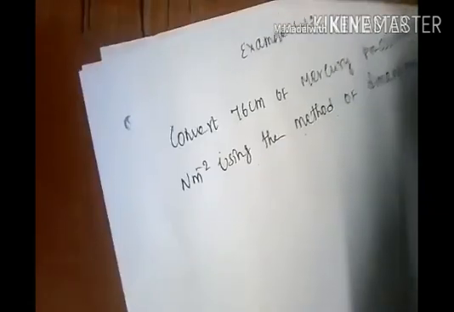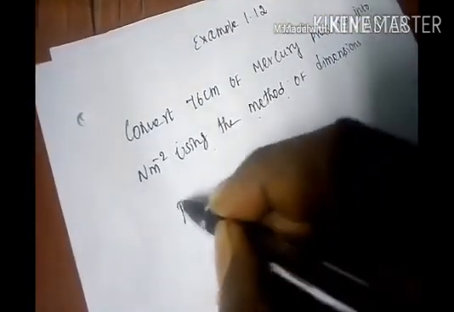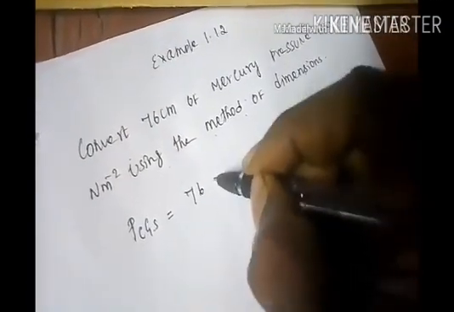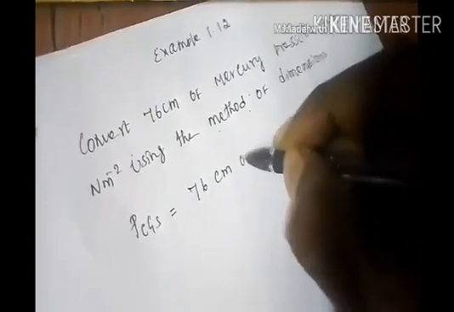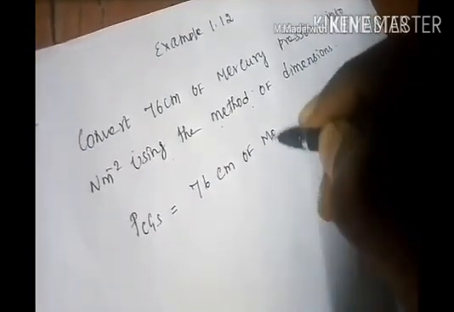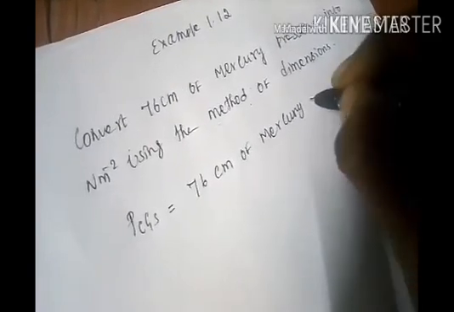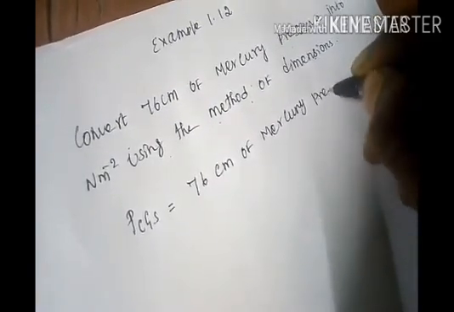So now, the pressure in CGS system is equal to 76 centimeter of mercury pressure.